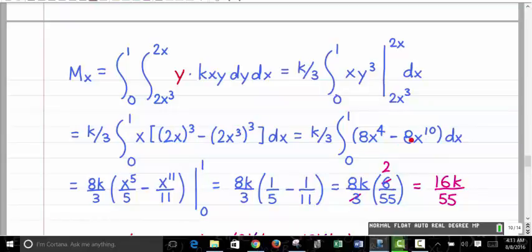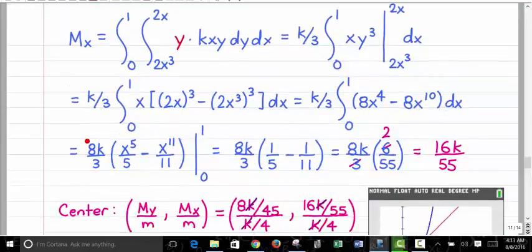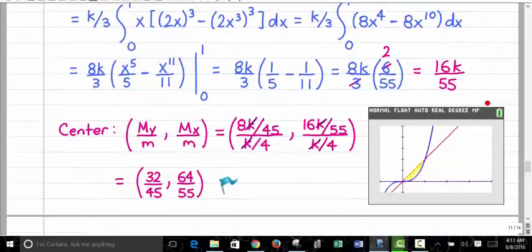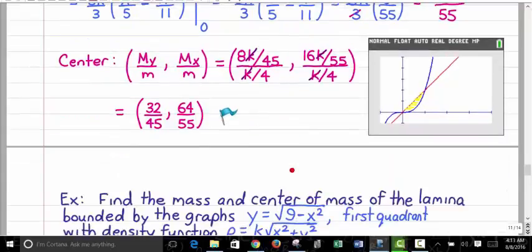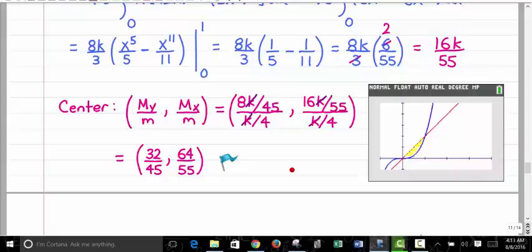8x to the 9th times x makes 8x to the 10th. I pulled the 8 out and did the power rule for both those without the 8. Got the k over 3, so it's 8k over 3. Put in 1 and 0, so it's 1 over 5. Yeah, 1 to anything being 1 is quite convenient. 1 over 5 minus 1 over 11, that ends up being 6 over 55. Reduce, you get 16k over 55. So the mass is k over 4. 8k over 45 is the My. 16k over 55 that we just got is the Mx. Divide them, flip it over. We get 32 over 45, and we get 64 over 55.